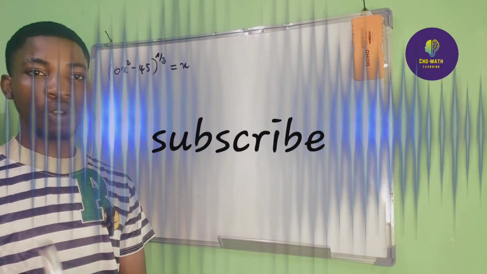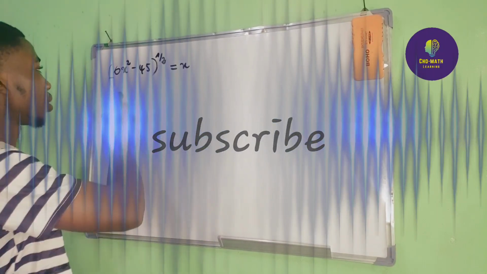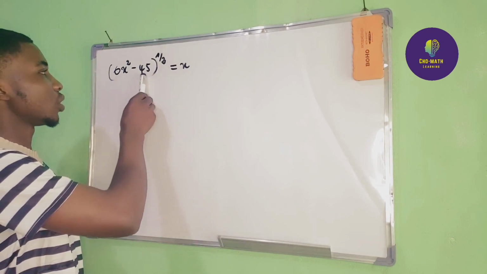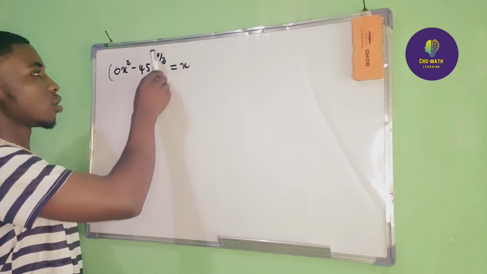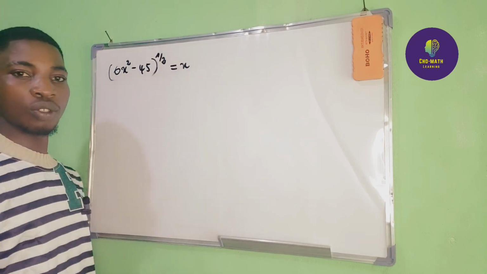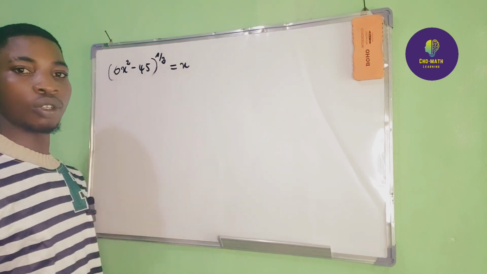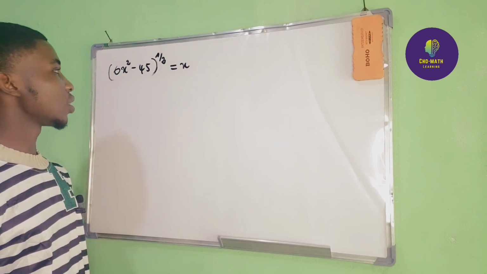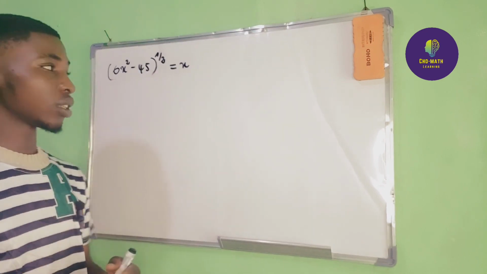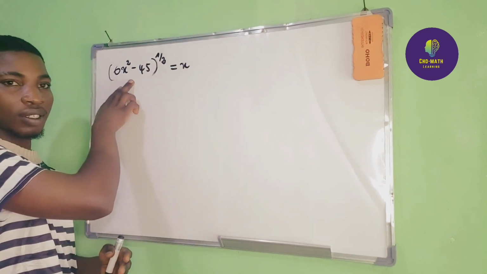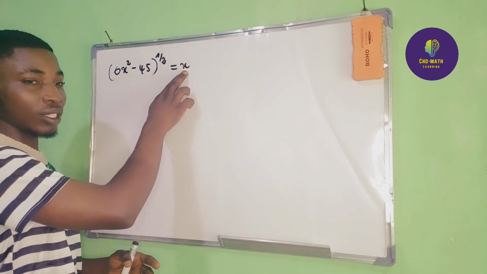Okay guys, this is what we have today. (6x² − 45)^(1/2) = x. We're looking for the value of x in this equation. To solve this, what I'm going to do is square this side and square the other side.